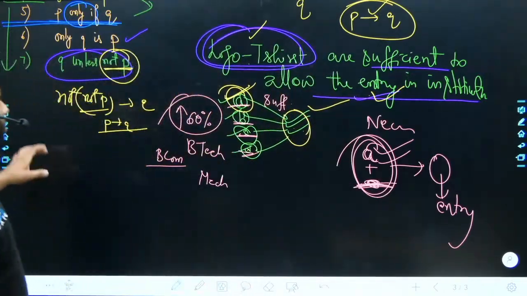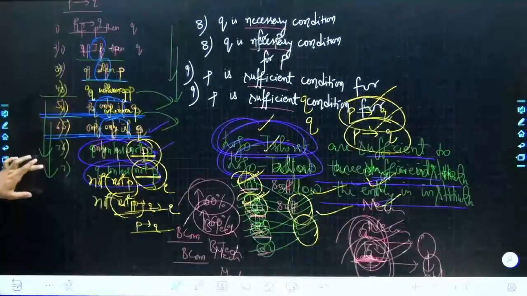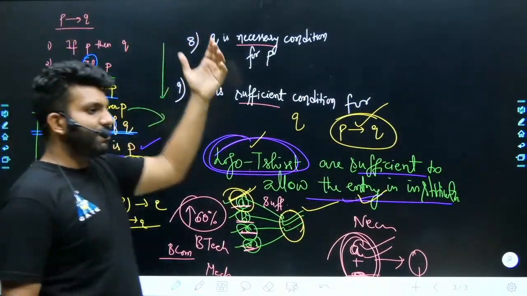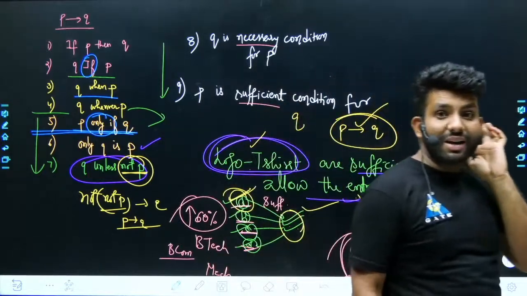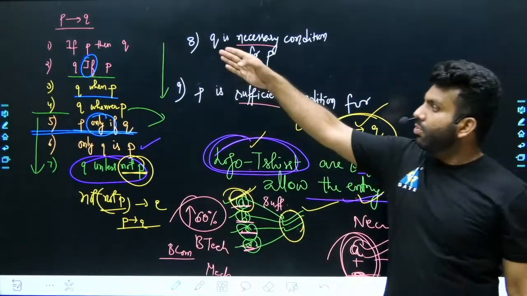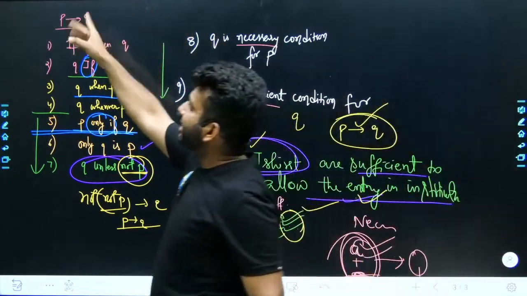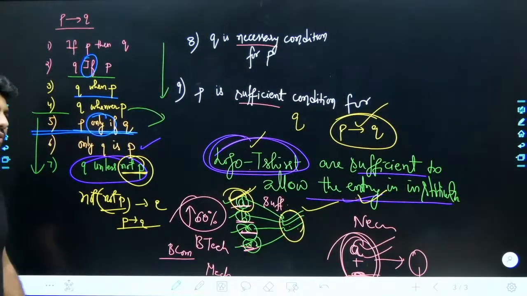Are all of these examples clear? Have you understood how P implies Q can be used in different ways in English? In English you may encounter all of these examples, and all of these mean only one thing, that is P implies Q. Is it clear to every one of you?